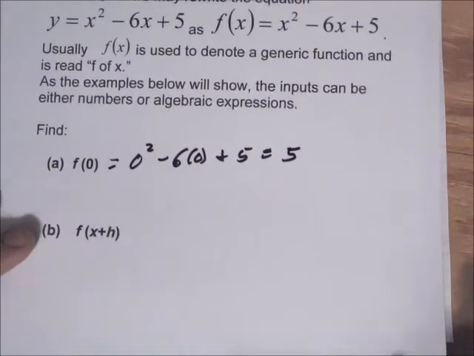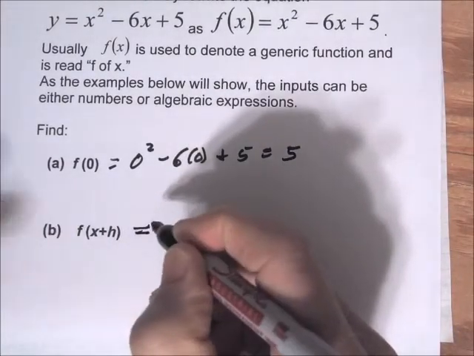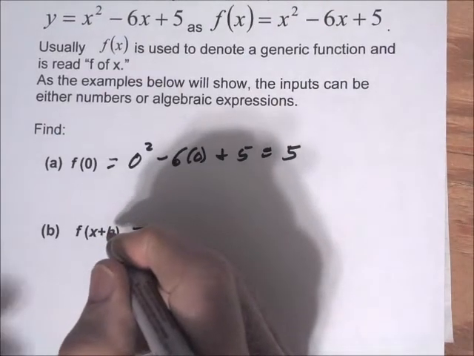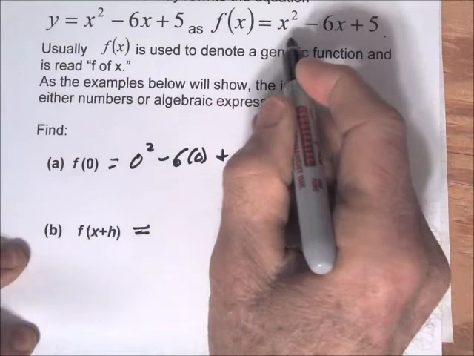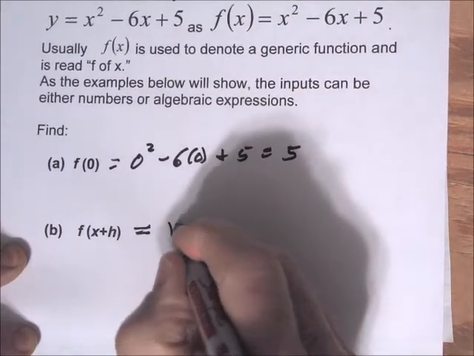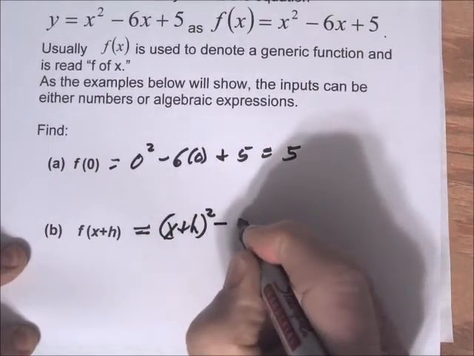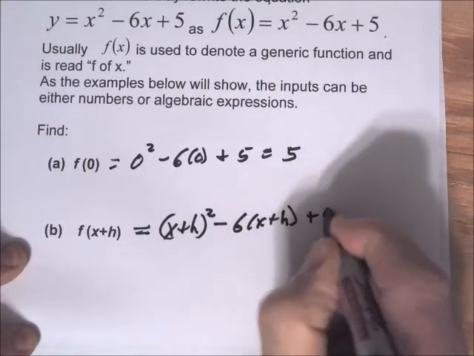We could also put in algebraic expressions, and we will actually have reasons to do that. There are situations where we will want to put in algebraic expressions. So we could use x plus h as our input, and in the formula for f of x, wherever you see an x, you put x plus h. So instead of x squared, we have (x plus h) squared. Instead of 6 times x, we have 6 times the quantity x plus h, and then copy the plus 5.